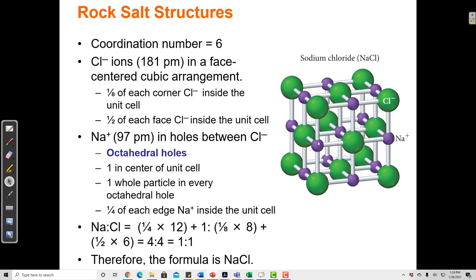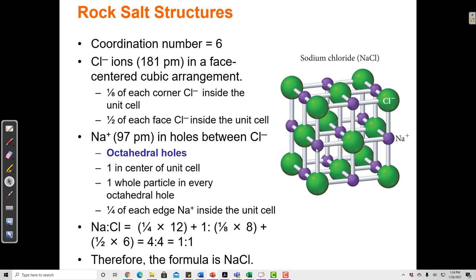1, 2, 3, 4, 5, 6, 7, 8, 9, 10, 11, 12 that are all around this purple one in the middle. And these 12 are actually in between two of these cells, whereas the green ones, the corner ones, were only on the corner, meaning they were only in 1/8 of a cell. So the purple ones actually being in this position means that there is 1/4 of each of them inside the unit cell. This one is split between four different unit cells.